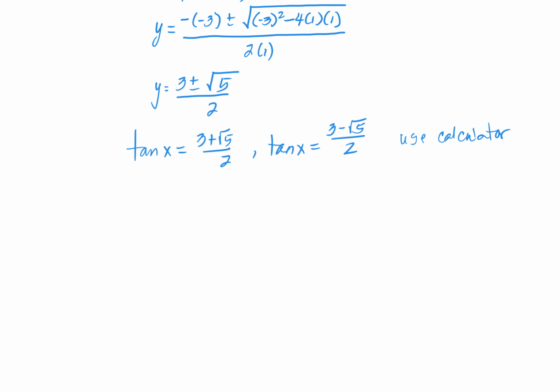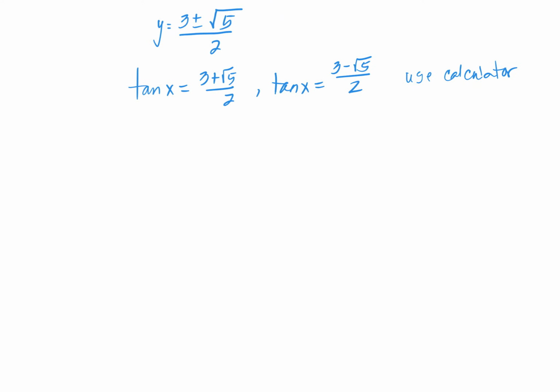So here again, we're going to use a calculator. And we're going to solve x equal to tangent inverse of (3 plus the square root of 5) over 2, and x equal to tangent inverse of (3 minus the square root of 5) over 2. Now, I don't know if 3 minus the square root of 5 over 2 is negative or positive, but I know that 3 plus square root of 5 over 2 is positive.